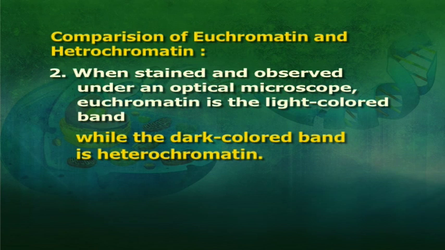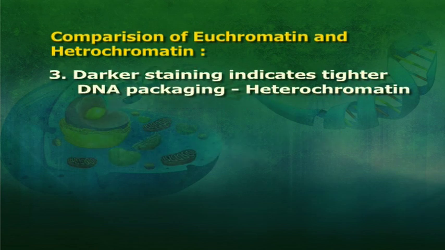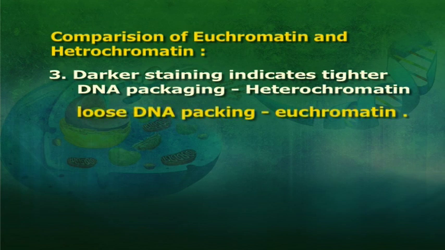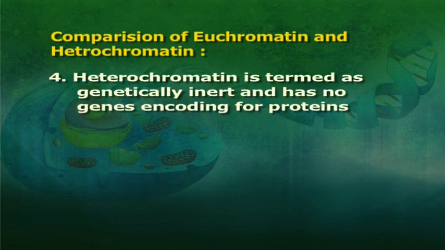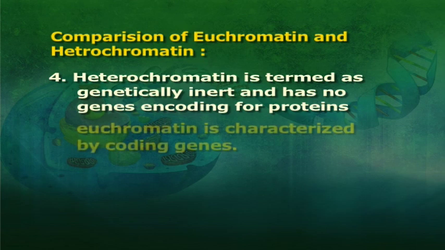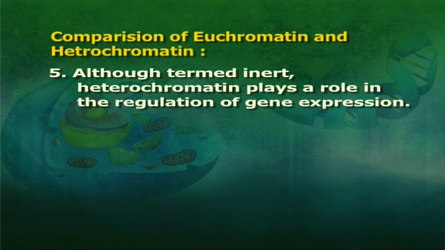the dark colored band is heterochromatin. Third one is, darker staining indicates tighter DNA packing. Heterochromatin thus has a more compact DNA packaging than euchromatin. Fourth one is, heterochromatin is termed genetically inert and has no genes encoding for proteins, while euchromatin is characterized by coding genes. Fifth one is, although termed inert, heterochromatin plays a role in the regulation of gene expression.